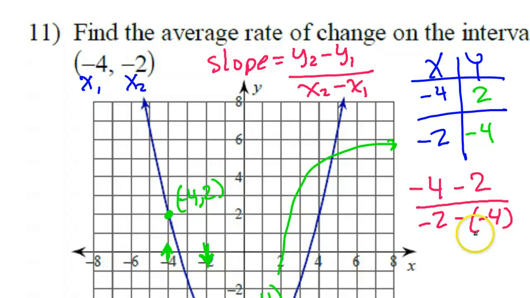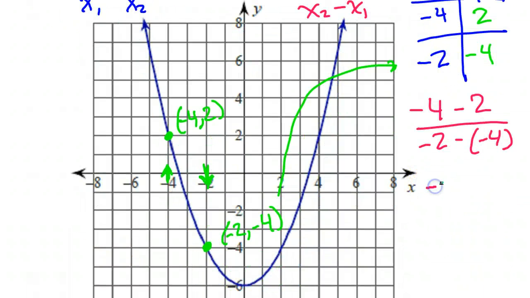negative 4. Again, right here is where a lot of mistakes happen. A lot of students will just say 2 minus 4, but it's not negative 2 minus 4, it's negative 2 minus negative 4. Got to have the double negative happening. Parentheses helps. Okay, so this quickly becomes negative 4 minus 2 over negative 2 plus 4.